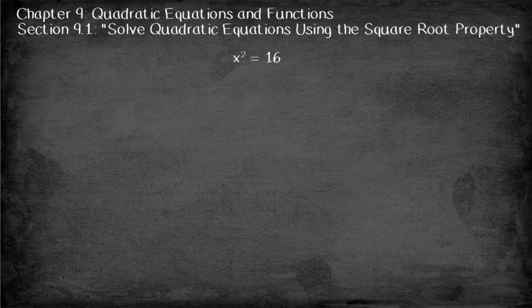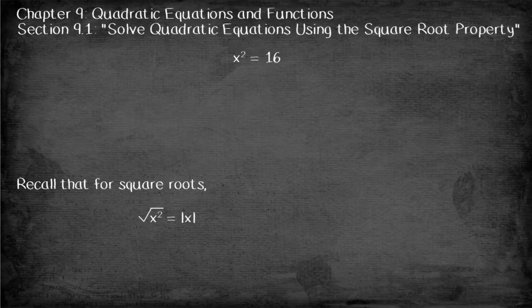All right, so let's look at this again. And we want to remember from our discussion on radical functions that when you take the square root of a number squared, you end up with its absolute value left over. So instead of getting everything on one side, then factoring, then applying the zero product property, we're going to take the square root of both sides. So we end up with the absolute value of x is equal to the square root of 16, or the absolute value of x is equal to 4.